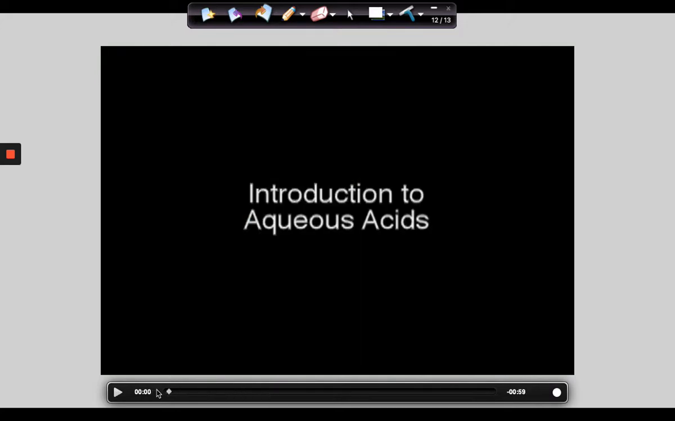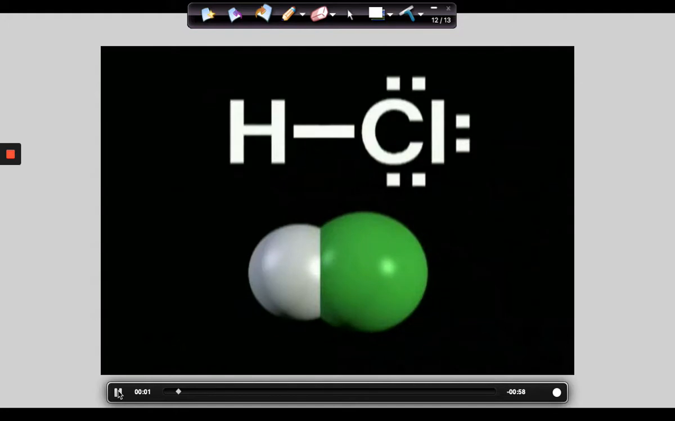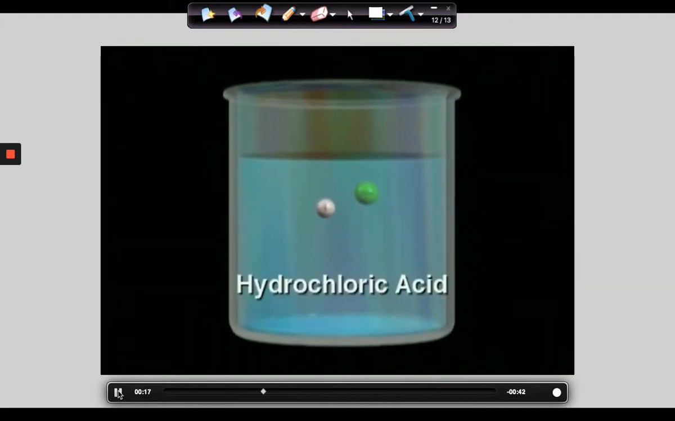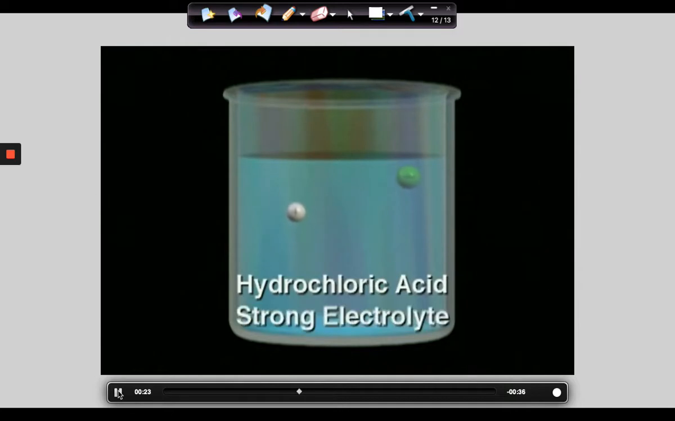So guys, we are going to allow Kathy to take a swing at helping us better understand acids. An acid is a substance that produces hydrogen ions when dissolved in water. Hydrogen chloride is an example of a common and important acid. When hydrogen chloride gas dissolves in water, it forms hydrochloric acid. Hydrogen chloride is very soluble in water and is completely dissociated. It is therefore a strong electrolyte.